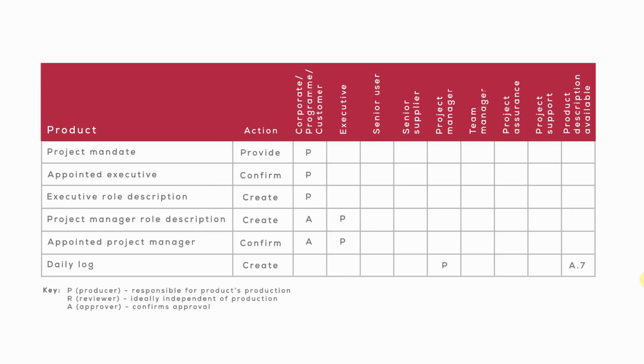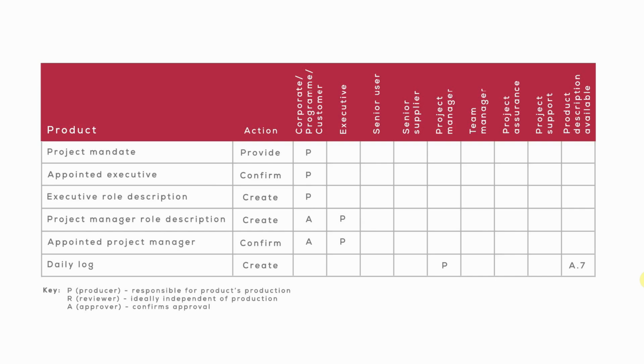So the project mandate is provided by corporate. The appointed executive is confirmed by corporate. The executive's role description is created by corporate. The project manager's role description is then created by the executive, but approved by corporate. The appointed project manager is created by, or is confirmed by, the executive and approved by corporate. And the daily log is created by P here, the project manager.